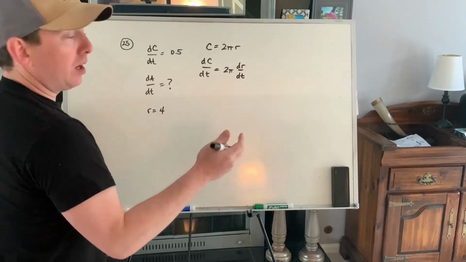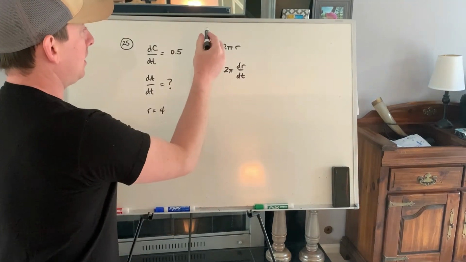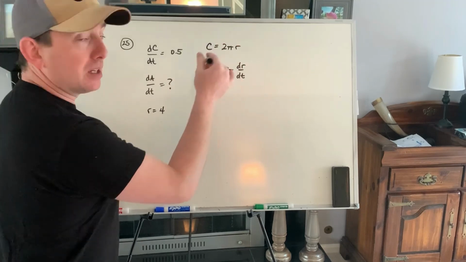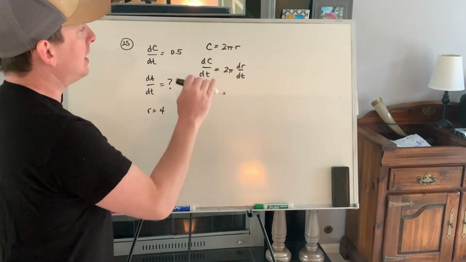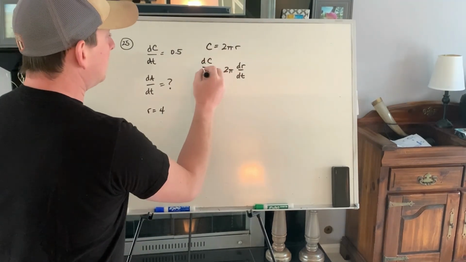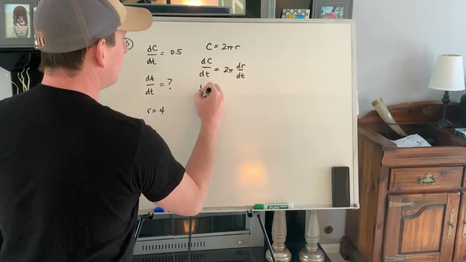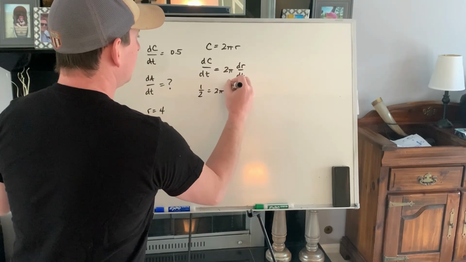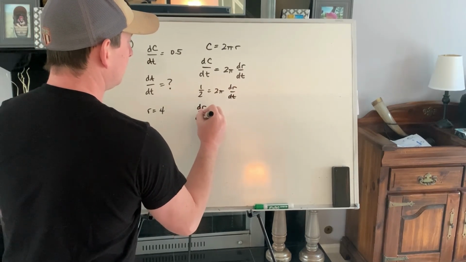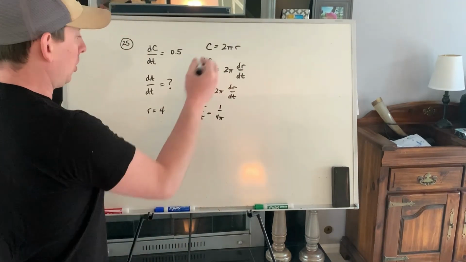I know we haven't done this in a while. You're just going to take the derivative of everything with respect to time. So all derivative rules as normal, just tack on a d something dt anytime you're not taking the derivative of an actual time variable, which obviously we're not here. So dC/dt is 2 pi dr/dt, and here we know this. So dr/dt is 1 over 4 pi, regardless of what r is.